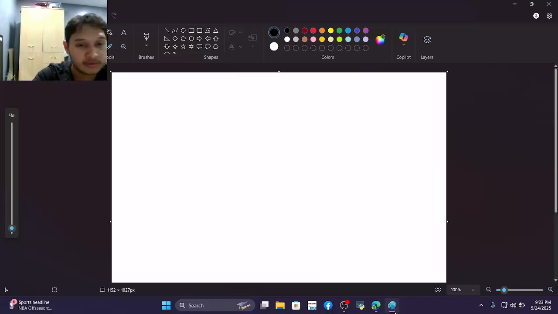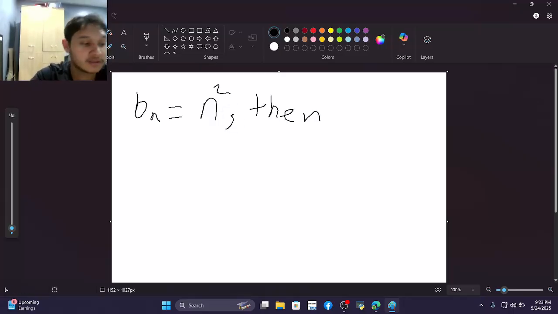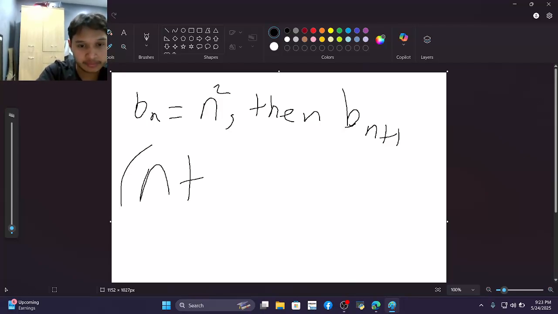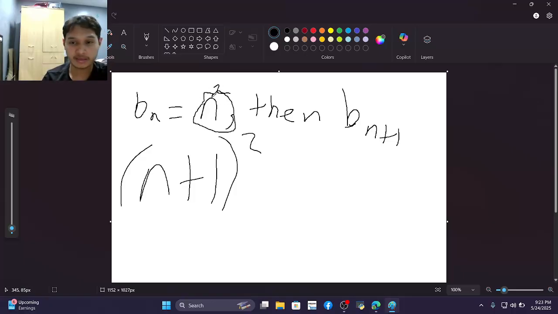Similarly, say b sub n is n squared. Then b sub n plus 1 is (n plus 1) squared, because we're substituting n with this, and this n has a square.